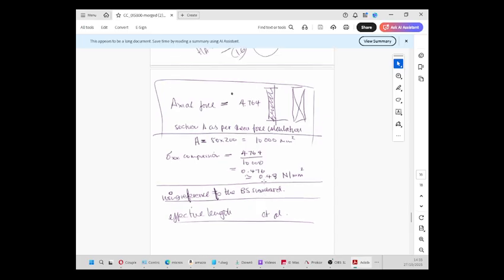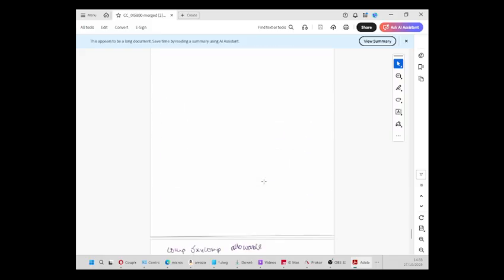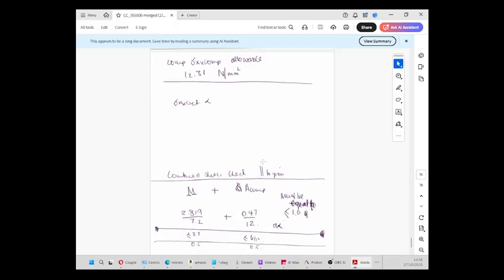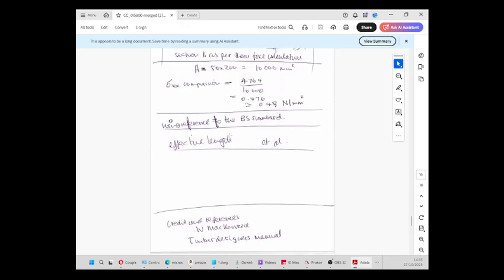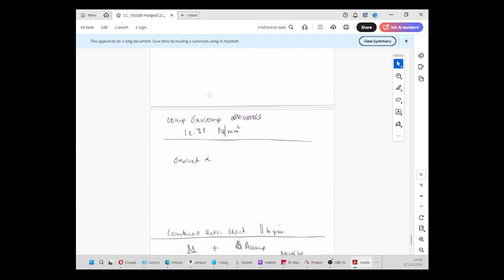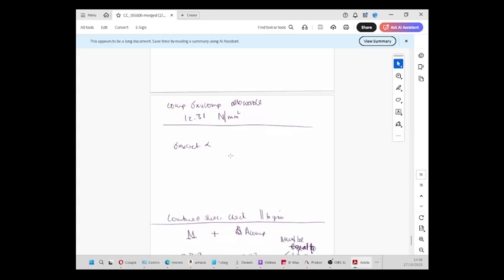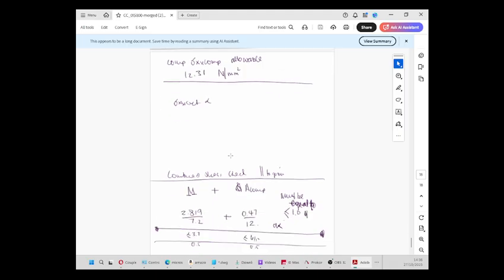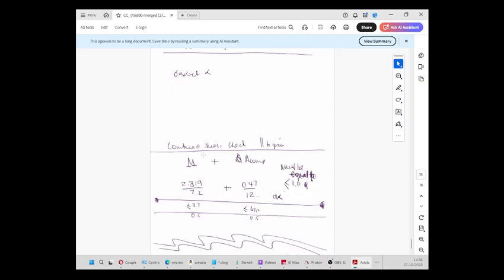So I need to check that. Now I need to check the combined strength. The compressive strength allowable is 12.31 newtons per millimetre squared, and I've got mine as 0.48, but that is the maximum, without checking LE. I need to check the effective length factors. I haven't done that properly yet, so I'm going to come back. If I do the local shear check, taking 12 as a maximum, then obviously it works.